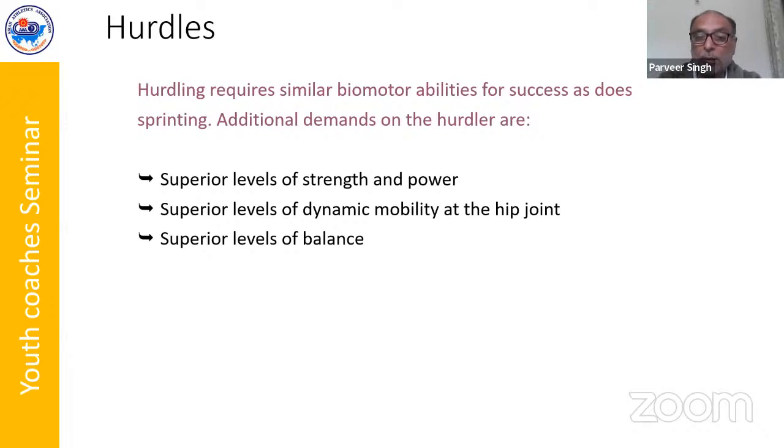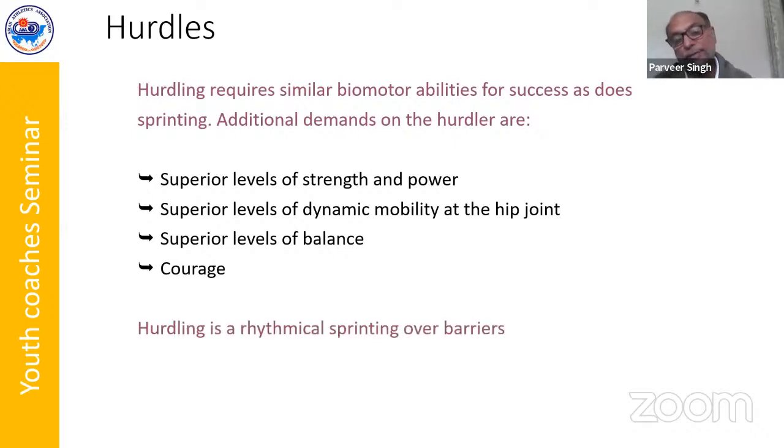The flight phases are more and the movement is more complex in nature, and on each crossing and landing, the hurdler has to accelerate and maintain the balance, and needs more courage. This is because a hurdler has to cross the barriers and finish the race as fast as possible. Hurdling is a rhythmic sprinting over barriers. So hurdling is a rhythmic event. It is sprinting, but it is rhythmic sprinting over the barriers.